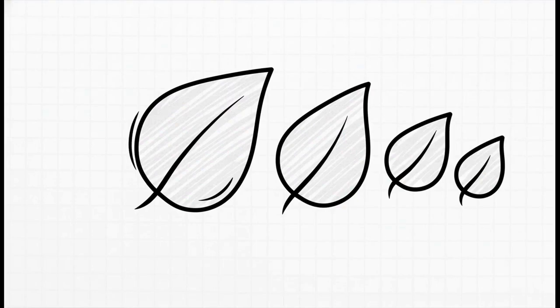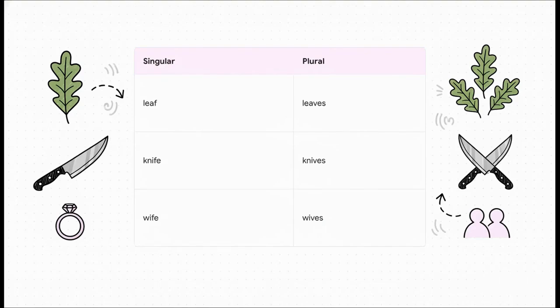This one is for words that end with that F or FE sound. And again, this is all about making the words sound a little smoother. For a lot of these nouns, we swap that sharp F sound for a softer V sound by changing the end to VES. You can really hear the difference on this one. That sharp F sound in leaf, knife, or wife just softens into a V sound. Leaves, knives, wives. It's a subtle shift, but it just flows a little better when you say it.